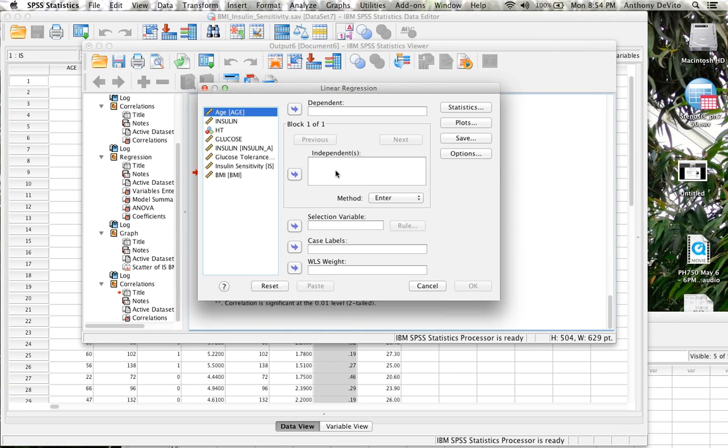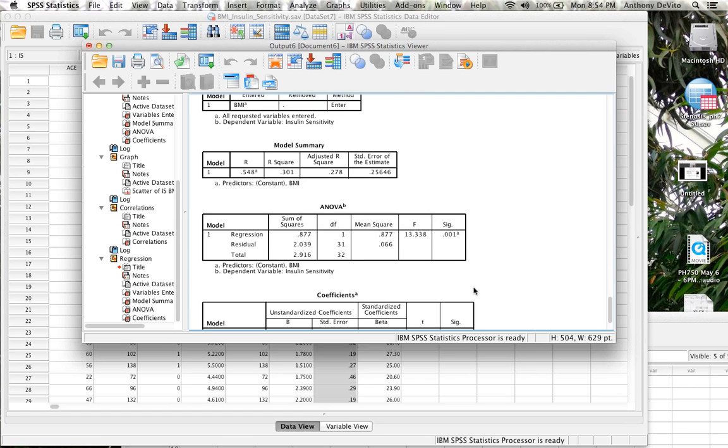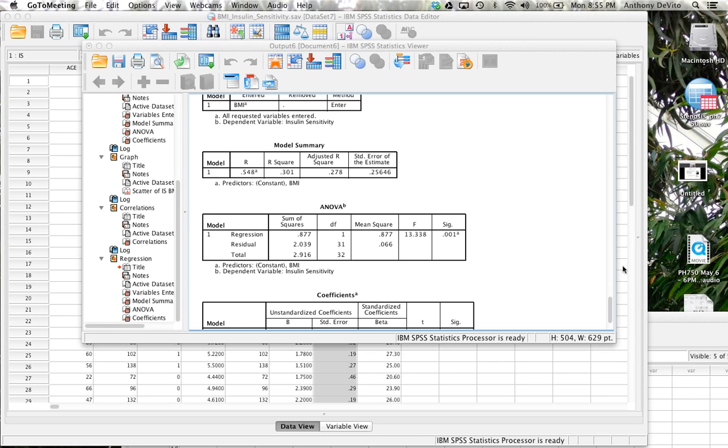Reasonably linear. My independent variable, again, was BMI. My dependent variable was insulin sensitivity. I'm going to click OK. And let's see, there's my R value. Remember, it ignores the negative sign because it's really using it to calculate R square. R square is 30%. What does that tell us about R square? What does that 30% tell us? That 30% of the variability in insulin sensitivity can be accounted for by the change in BMI.